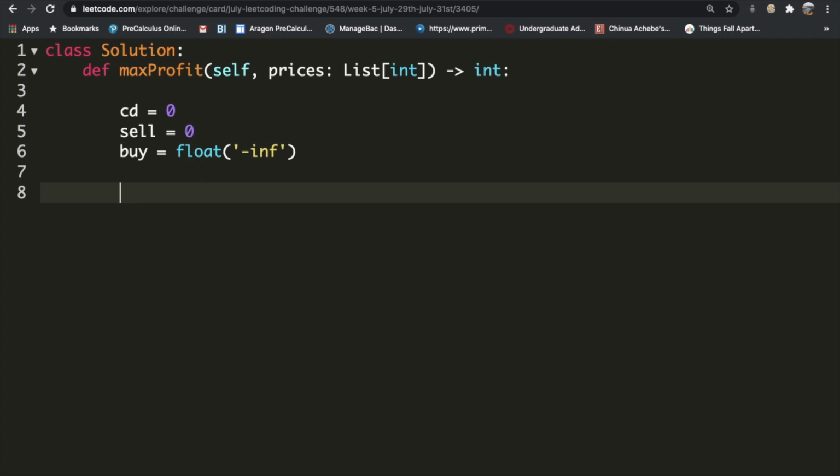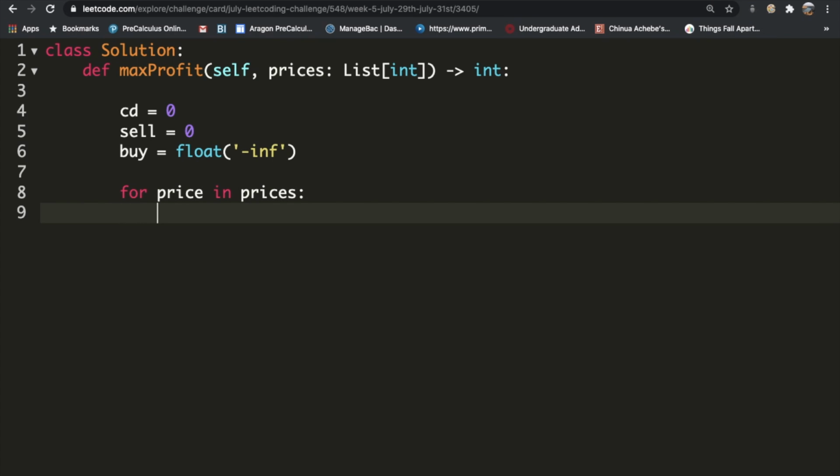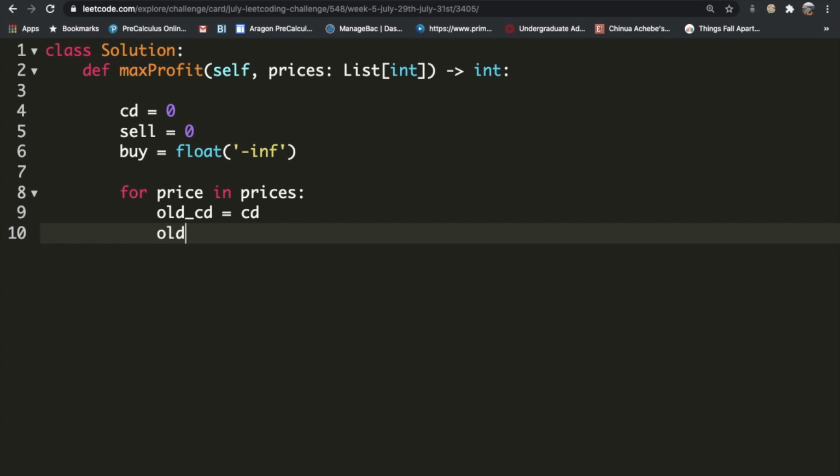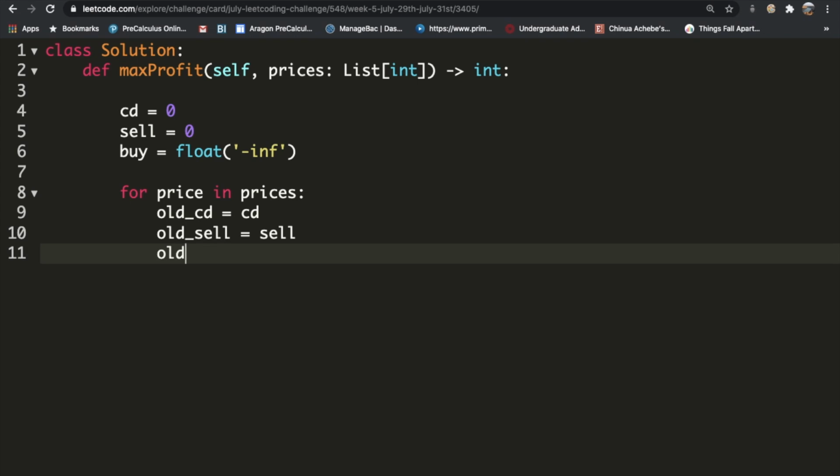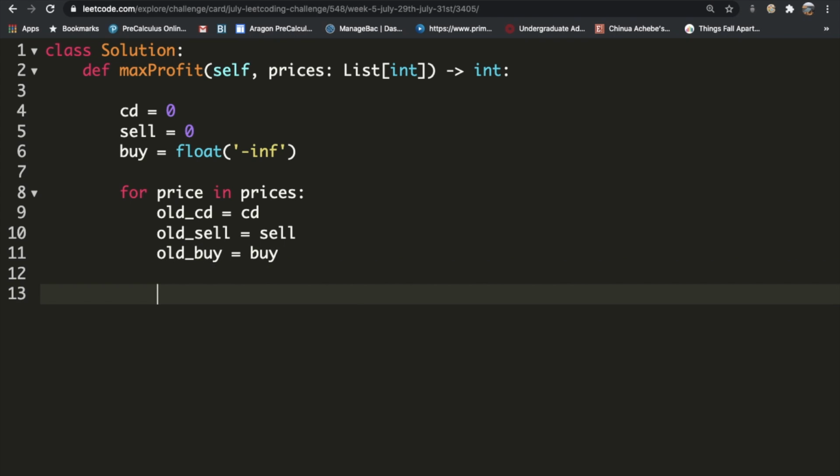Okay, so now we need to iterate through each of our stock prices. So for price in prices. So now that we have that, we need to initialize our old cooldown, old sell, and old buy. So I'm just going to call it old cooldown, and it's currently going to have the value of cooldown. So then we have old sell, same thing again, sell, and then we have old buy, which is going to equal to buy. Okay, now we need to give it the new values, right?